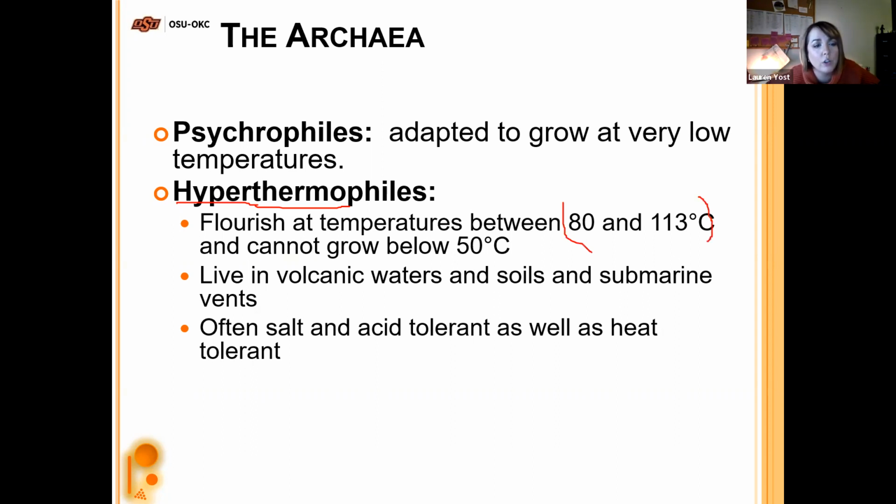They cannot grow below 50 degrees Celsius. So what do these numbers mean? Do you guys know what temperature water boils at? Water boils at 212 degrees Fahrenheit. That's 100 degrees Celsius. They flourish at boiling temperatures. So that's nuts. They're also often, these guys that like those high temps, they also like the salt and acid a lot of times.